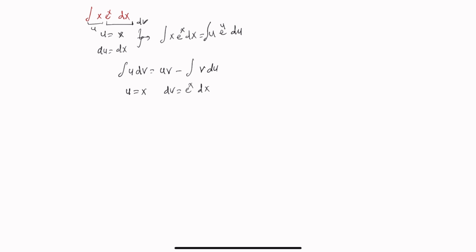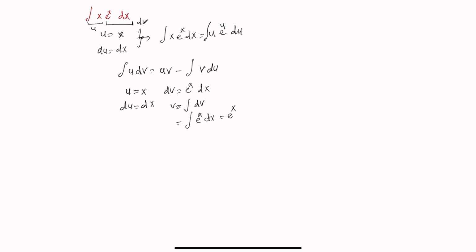Now we want to find du and v. So du is going to be equal to dx. And v is going to be equal to the integral of dv. That's just the definition. So that's equal to the integral of e to the x dx. Now what's the integral of that? It's just e to the x. Now we have everything we need.